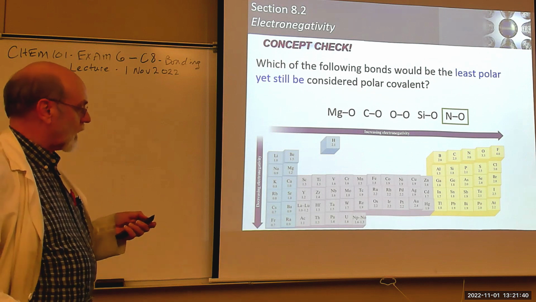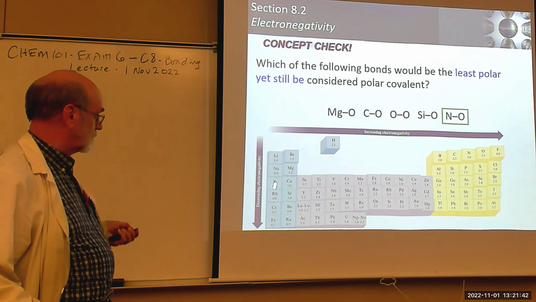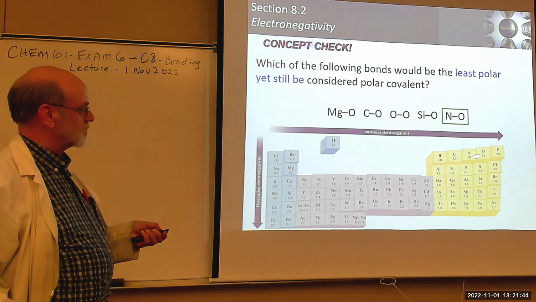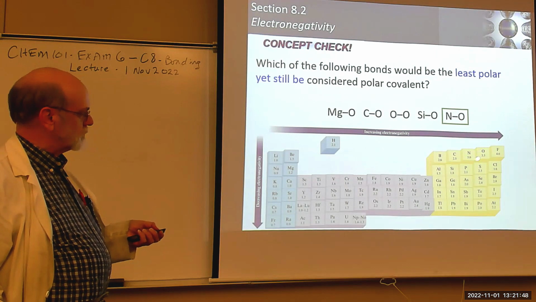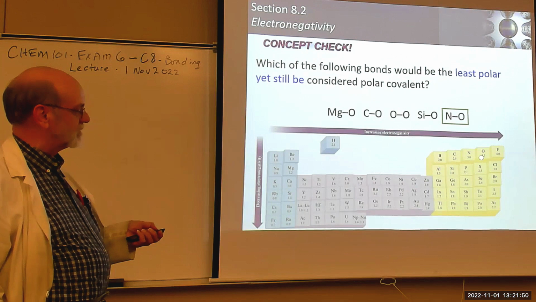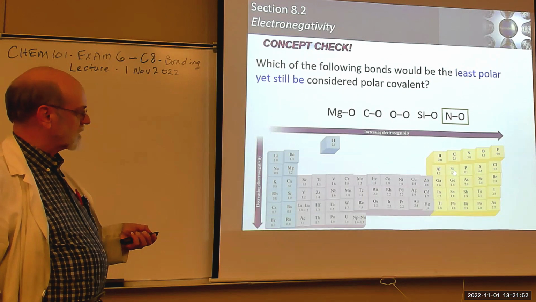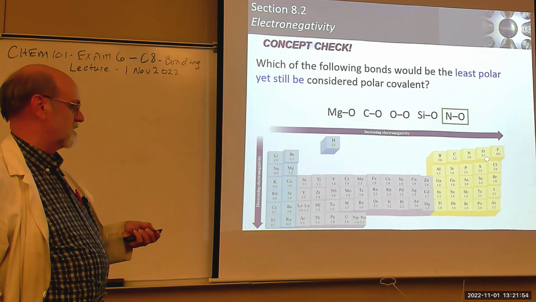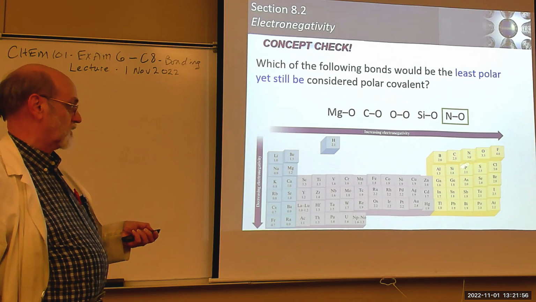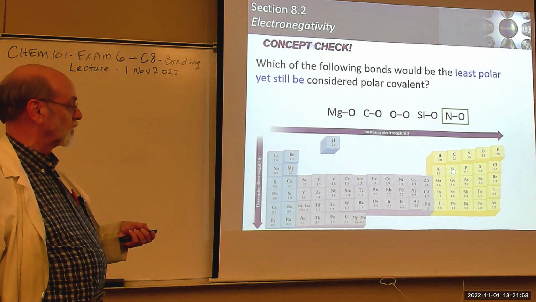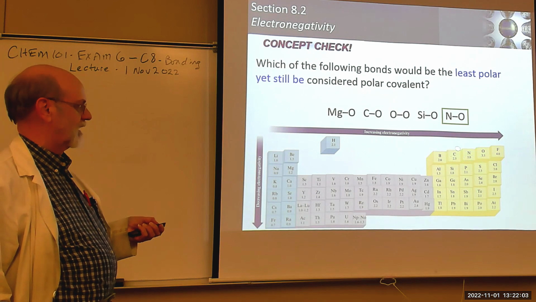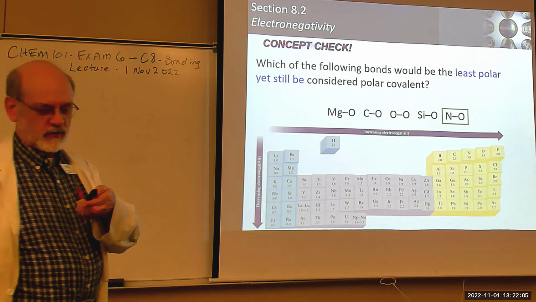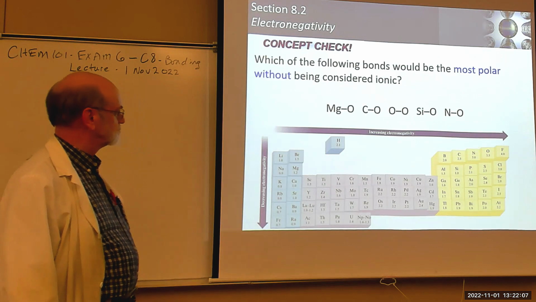And since we have the table, you can also compare the values. Nitrogen and oxygen is 0.5 difference. Silicon and oxygen would be 1.7, so that's more polar. Carbon and oxygen is 2.5 minus 1, so 1.0. So you can do the calculations also and make the comparisons.